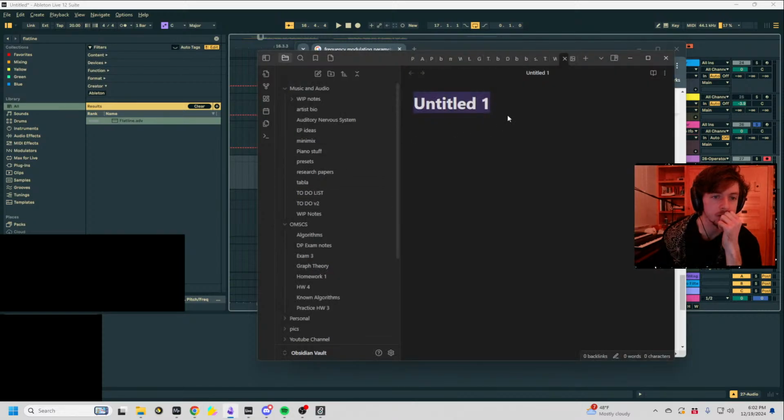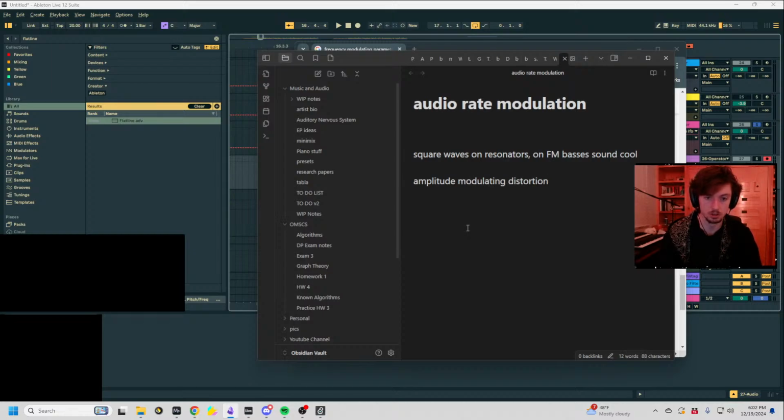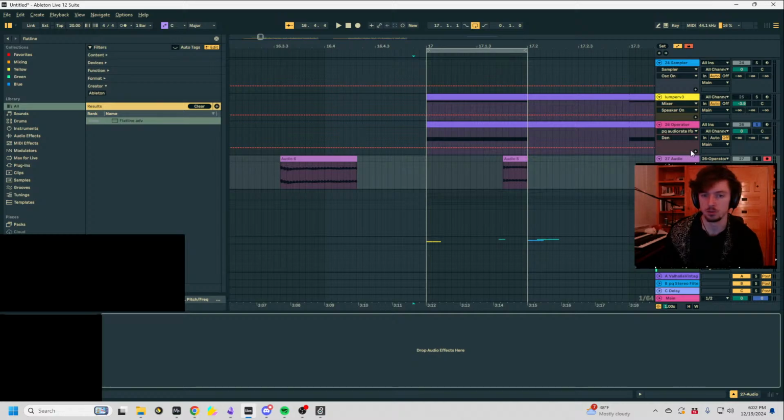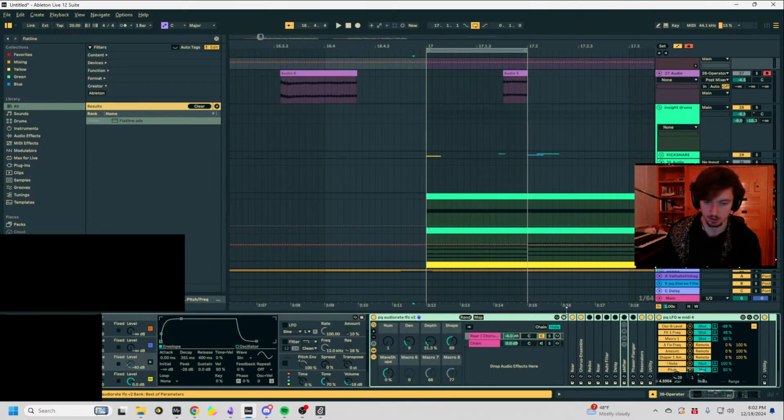Whatever, just audio rate modulation, cool sounds, square waves on resonators, FM basses sound cool. Amplitude modulating distortion. What else sounded cool? We did a whole bunch of stuff. Tried it on a bunch of stuff.